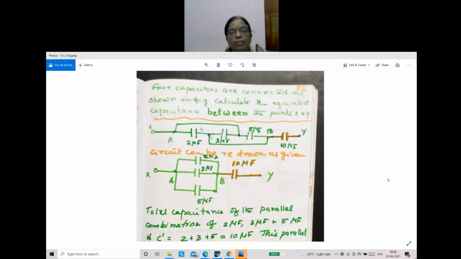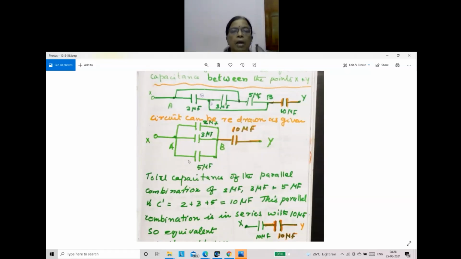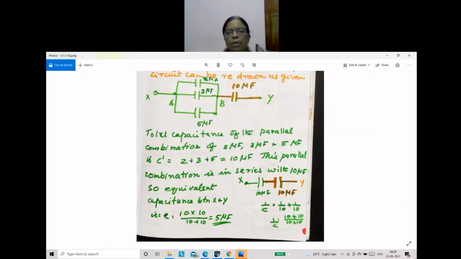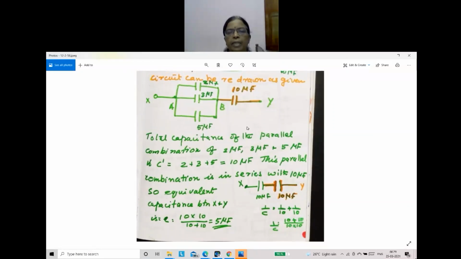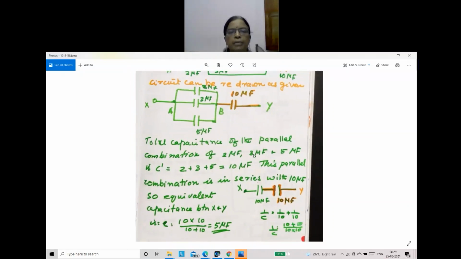So you see, children, first you have to do this part. Parallel, it is easy. What is the formula? C equal to C1 plus C2 plus C3. Yes, 2 plus 3 plus 5, so we are getting 10. So this combination has a capacitance of 10 microfarad, the green colored one that is drawn here. Then there is already an orange colored capacitor of 10 microfarad value, drawn here. So the 10 microfarad capacitors are in series.